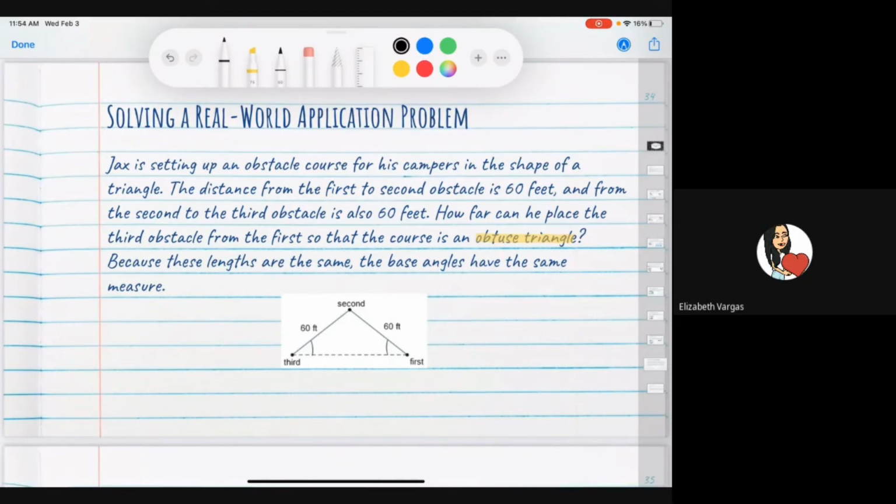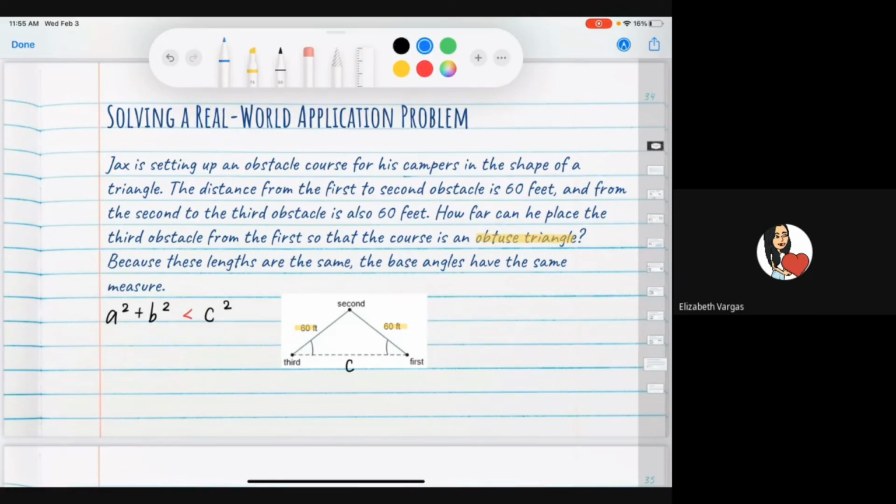So in order for it to be an obtuse angle, what we know is that the sum of our two sides must be less than our longest side, or the square of our largest side must be greater than the sum of the squares of our other two sides. Okay? Well, we see here that both of these sides are 60, so they're not greater or less than the other side. So that means that this would be C. This would be our greatest side. So we want to identify what C must be in order for it to be an obtuse triangle.